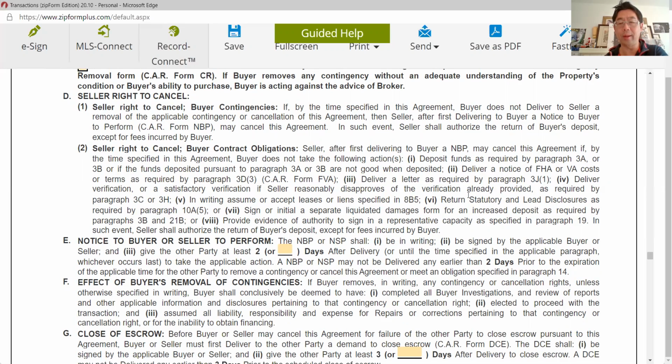Return the disclosure. We need to sign everything in the disclosure. Every single page, you will sign it, date it, and we will send it to you. Transaction coordinator will send it to you for all this. And sign or initial the separate liquidated damages from an increased deposit as required by the paragraph. That means we need to sign and then date it, which with DocuSign, once you click, you'll be signed and there'll be date and time.